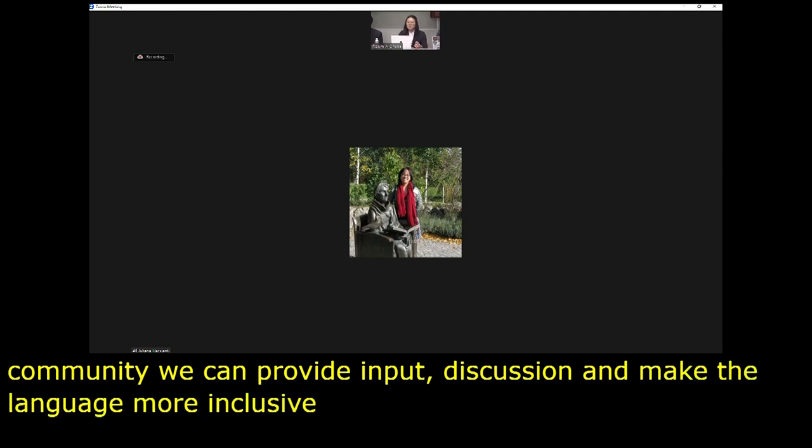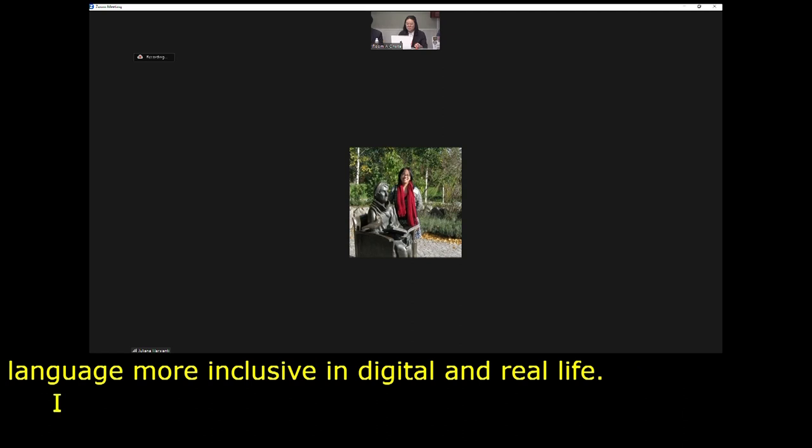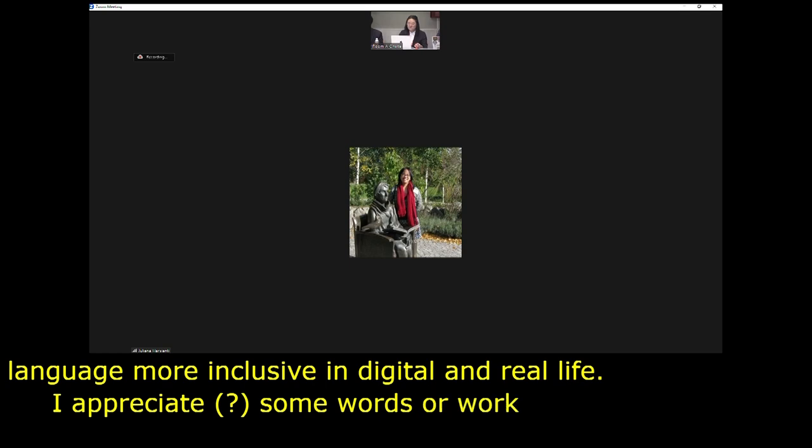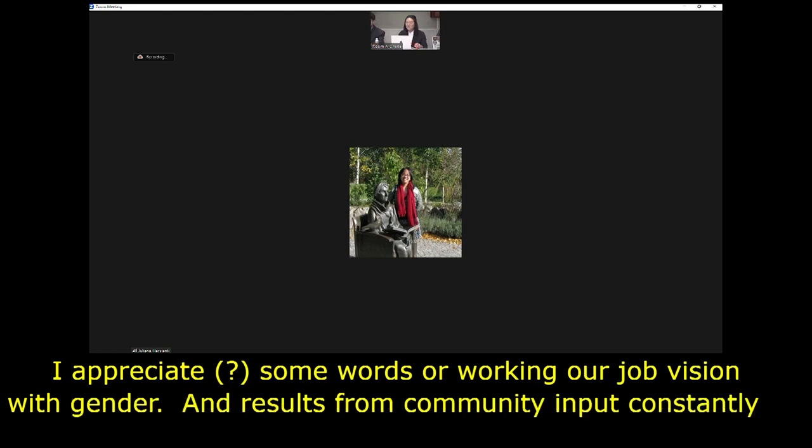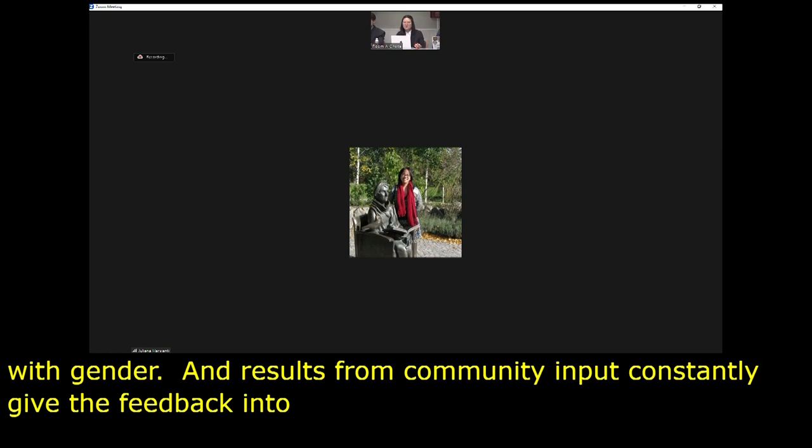I appreciate that the translation machine is now more gender neutral and does not associate some words or job occupations with a certain gender. And this is a result of community input, who constantly give feedback to the translation machine company.